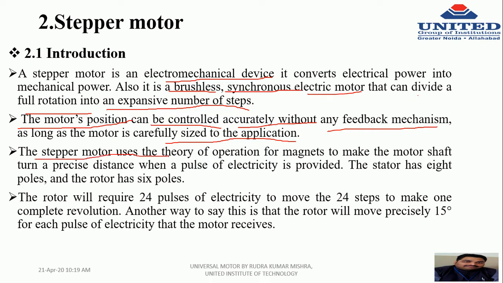The stepper motor uses the theory of operation of magnets to make the motor shaft turn a precise distance when a pulse of electricity is provided. The stator has 8 poles and the rotor has 6 poles. The rotor wheel requires 24 pulses of electricity to move the 24 steps to make one complete revolution. Another way to say that: the rotor wheel moves precisely 15 degrees for each pulse of electricity that the motor receives.